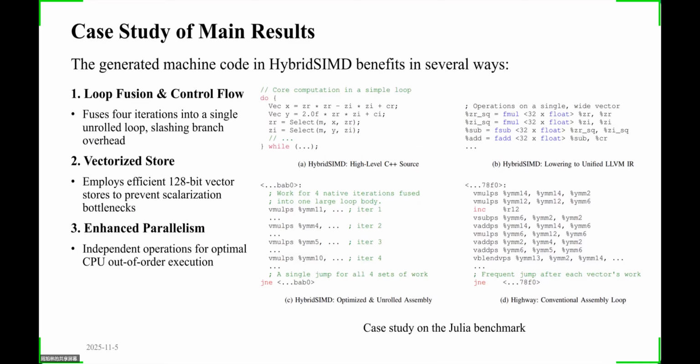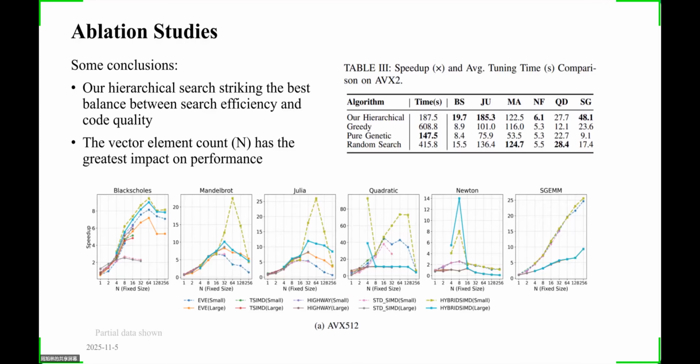We also look at a case study of the peak benchmark and concluded that the generated machine code shows major benefits from loop fusion, simplified control flow, and enhanced parallelism. So together, this explains much of the observed speedup. We also perform calibration studies to validate our hierarchical tuning and the tuning parameter priority.